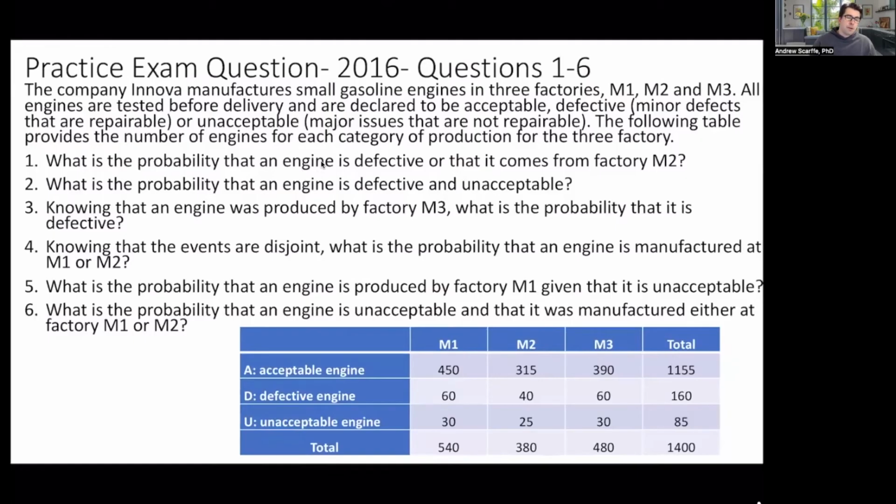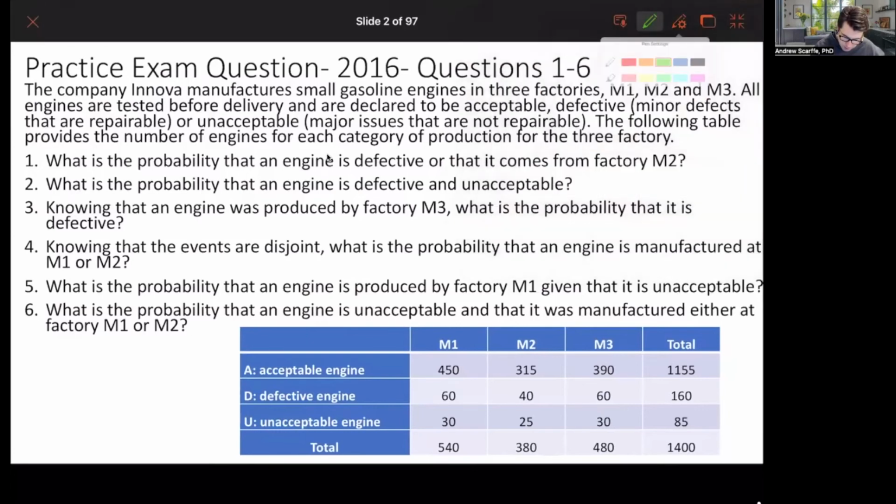Okay, so what is the probability? Before we get there, let's just take a look at what else the question gives us. The question nicely gives us what we call a contingency table. This is likely familiar to you, or at least hopefully.